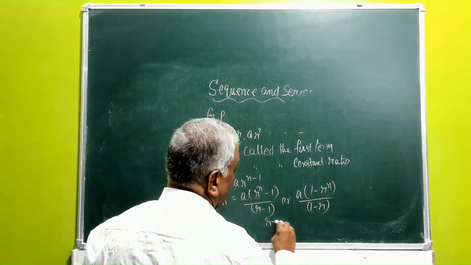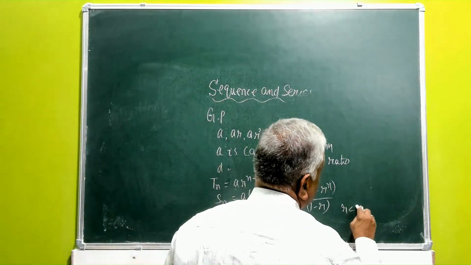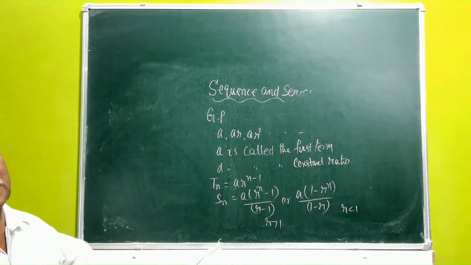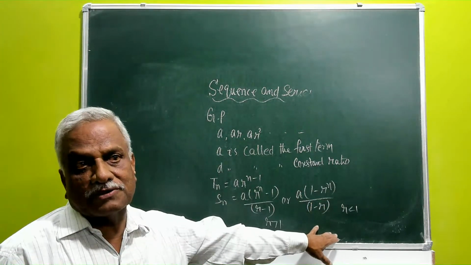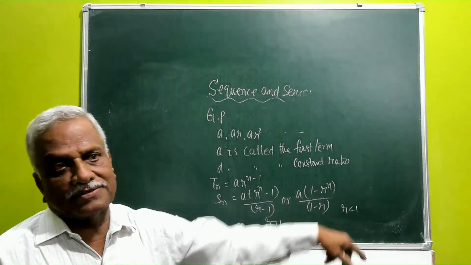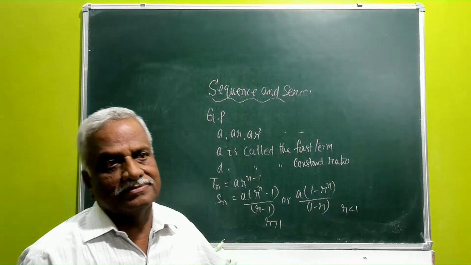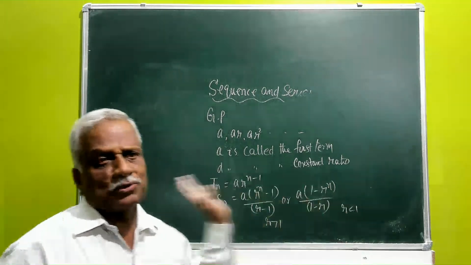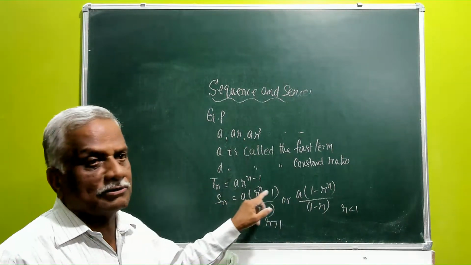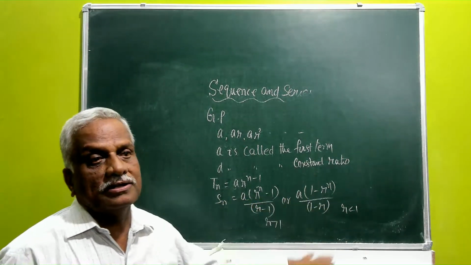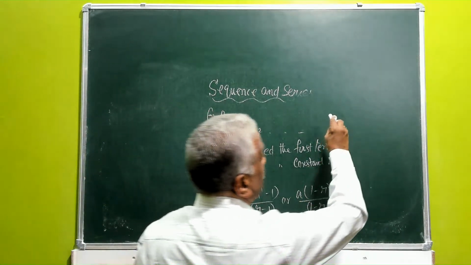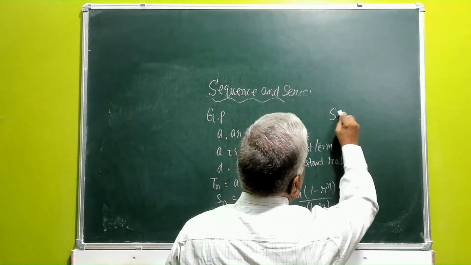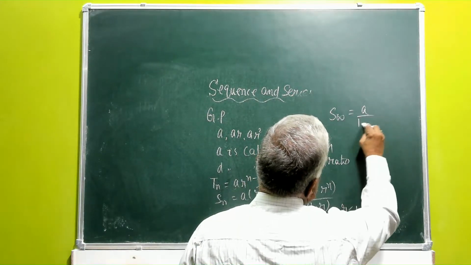Use this formula when R is greater than 1. Use this when R is less than 1. Supposing you interchange and use also, no problem. The only advantage is when you use this when R is less than 1, you can avoid a minus sign. Otherwise, any formula is okay. A into R to the power of n minus 1 by R minus 1, or A into 1 minus R to the power of n by 1 minus R. One more thing you need to remember is S infinity: A over 1 minus R.